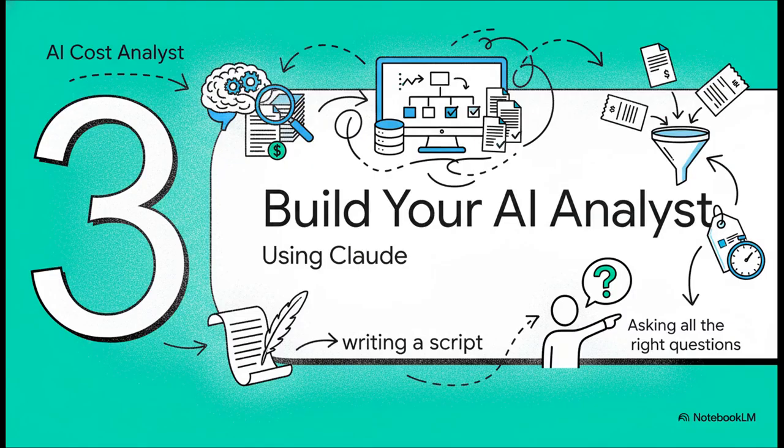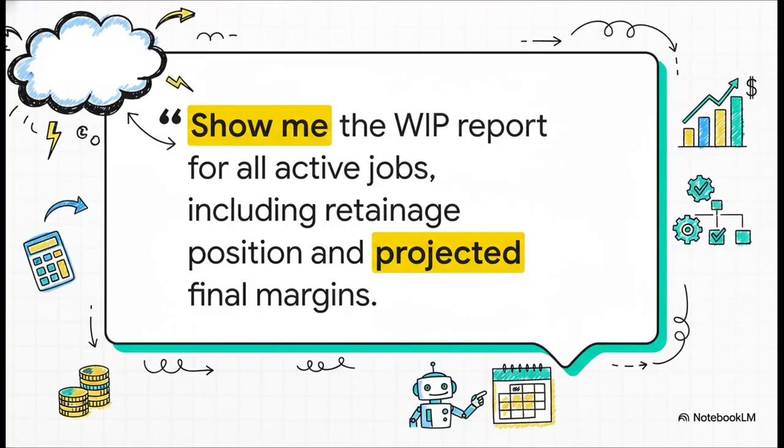All right, Section 3. Now for the fun part. We're going to build our AI cost analyst. This is really where the magic happens. We're basically creating a little script, a virtual analyst, that's going to automatically ask QuickBooks all the right questions for us. So we'll kick things off by telling it to just pull all the transactions for any job that we've marked as in progress.